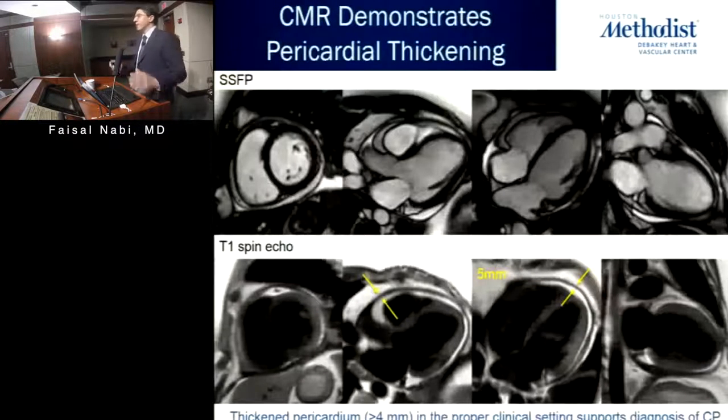So CMR, a fantastic tool to see anatomy. If you look using our turbo spin echoes, you can see how well we can see the pericardium. You can see how thick this pericardium is. And really, when it comes to a diagnosis of constrictive physiology, finding a pericardium greater than 4 millimeters actually has a very good sensitivity and specificity for constrictive physiology in the right setting.